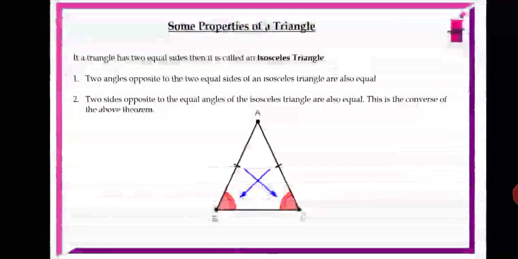Some properties of a triangle. Apart from congruence, we have some more properties for a triangle. If a triangle has two equal sides, then it is called an isosceles triangle. We already learned about it. In an isosceles triangle, the two angles opposite to the two equal sides are also equal. Also, the sides opposite to the equal angles of an isosceles triangle are equal. This is the converse of the above theorem.